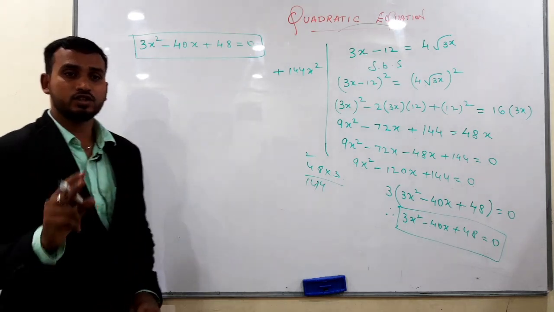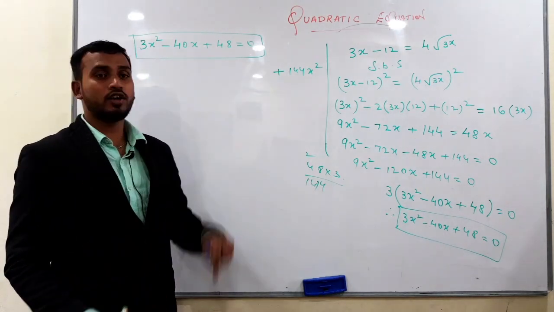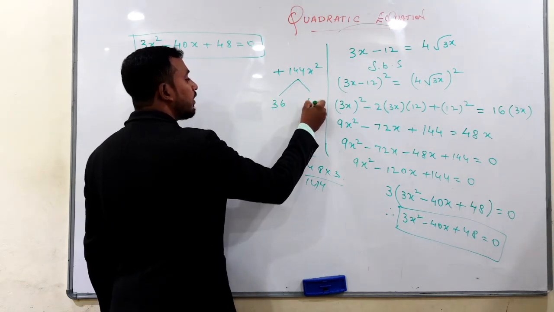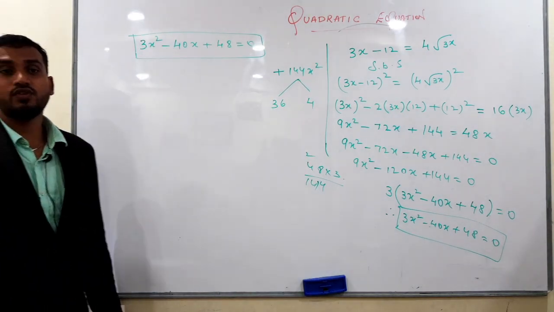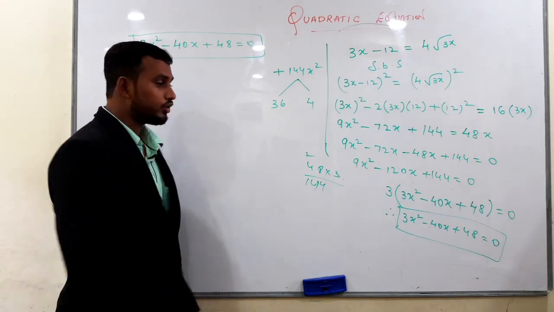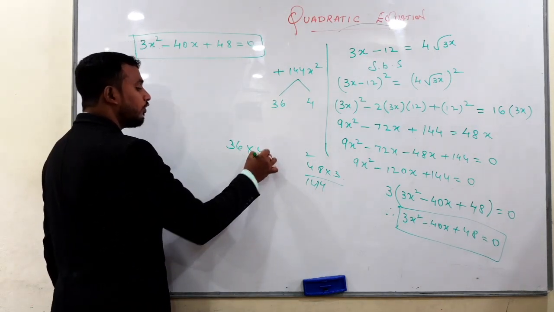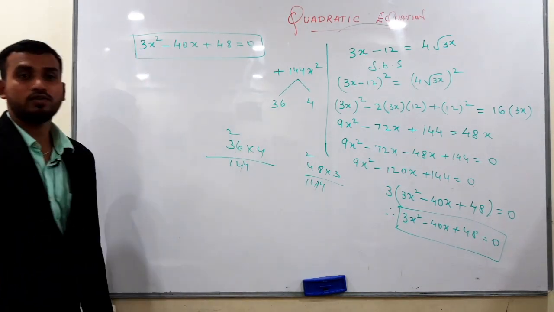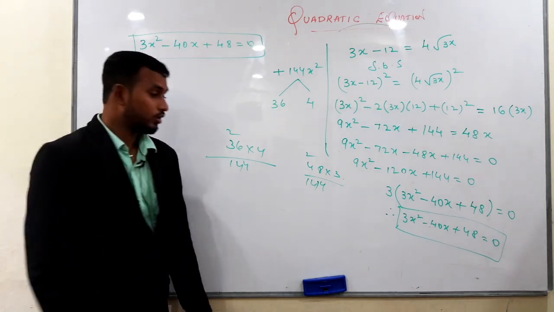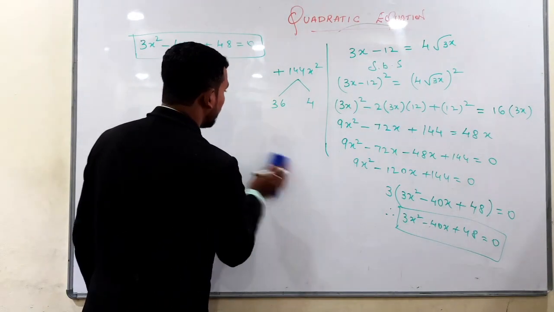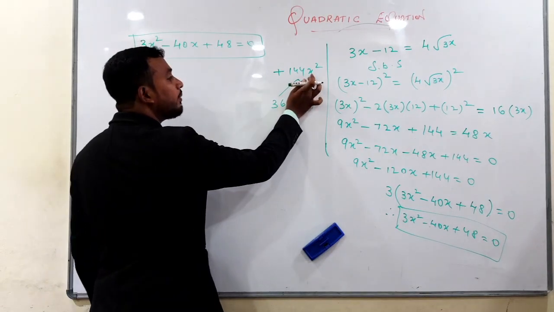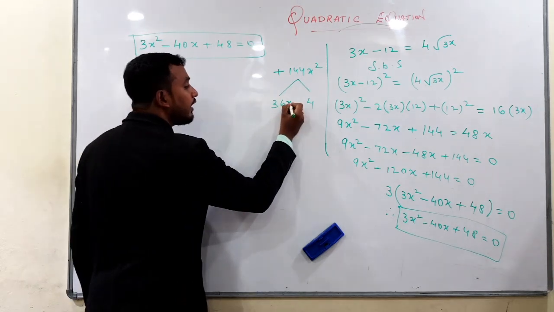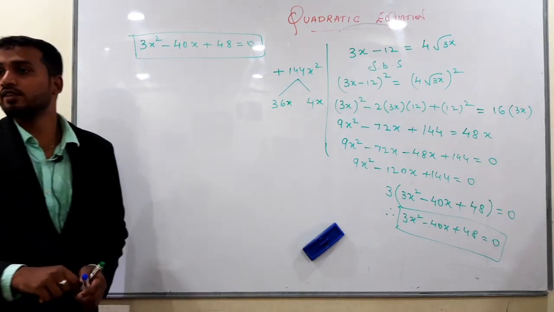Now we need two numbers whose product is 144. Simple. 36 4s are 144. Check it out: 36 into 4, 6 4s are 24, 4 3s are 12 plus 2 is 14. It's 144. Any doubts? Good. Now observe here. 36 and 4 we got. What is the variable here we have? Variable means unknown. X is the variable.